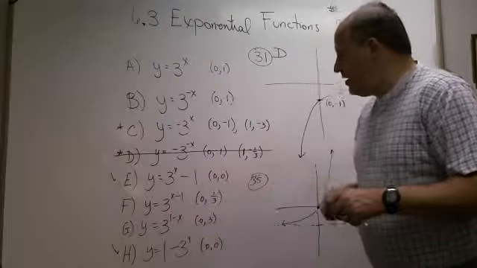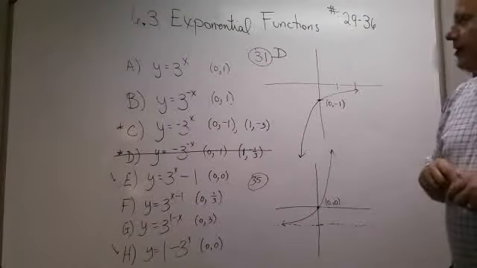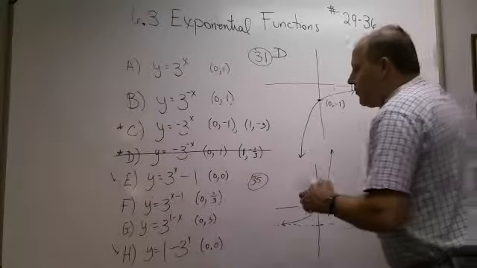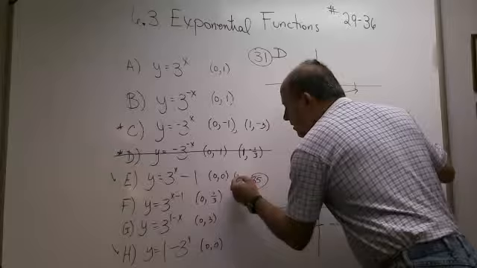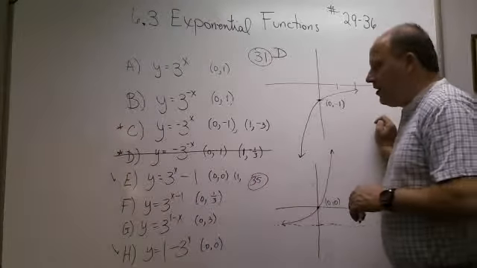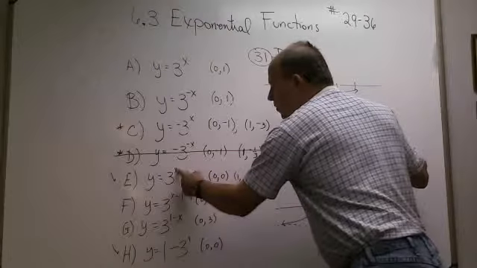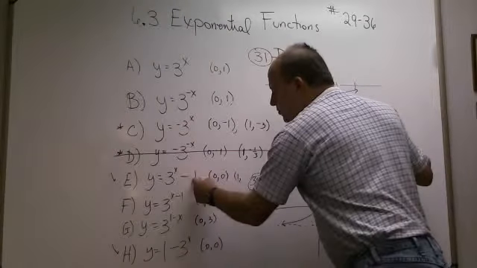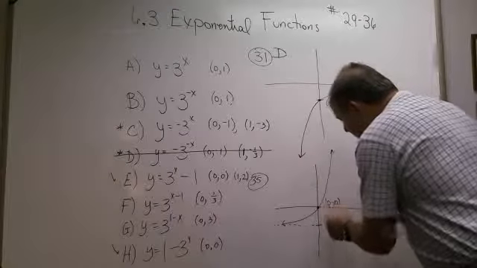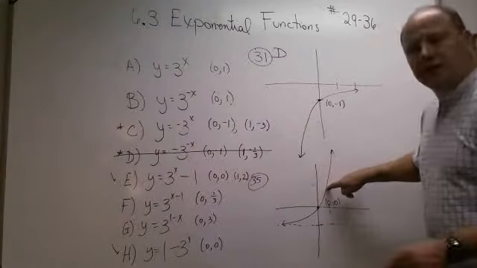But if you're not comfortable with that, you can do like we did in C and D, just find that second point. Only between E and H, let's plug in 1. 3 to the 1 is 3, minus 1 is 2, so it's (1, 2). And it looks like that might be close. 1 up 2 should be close.